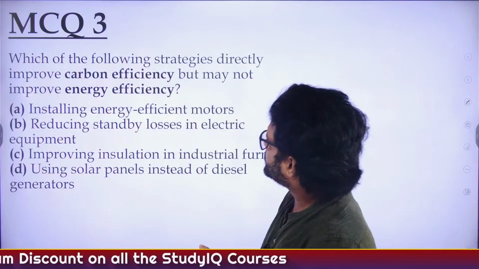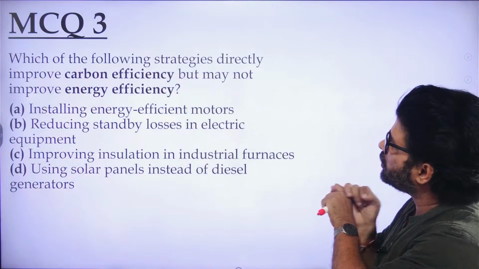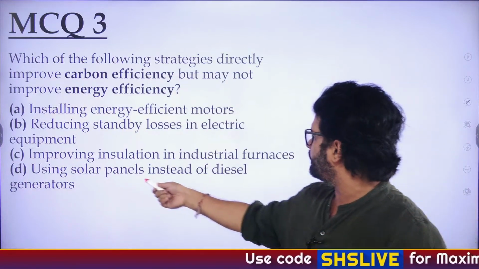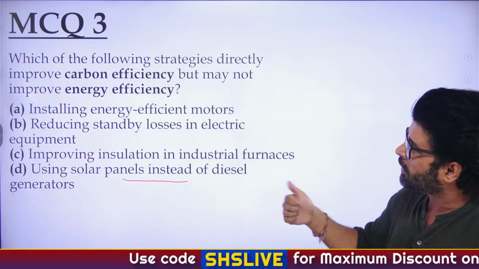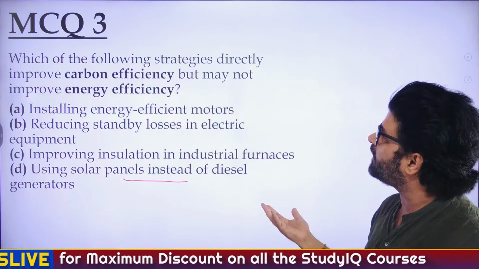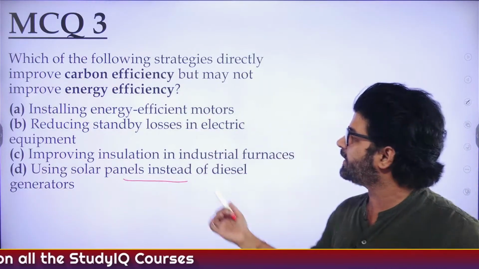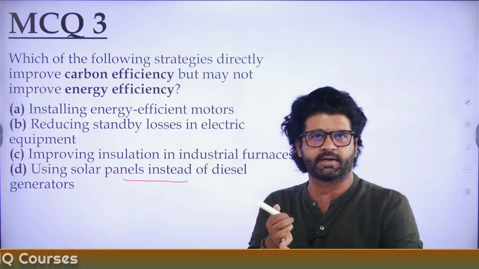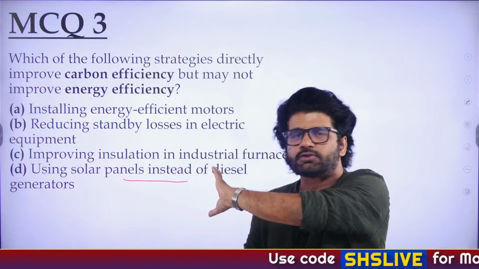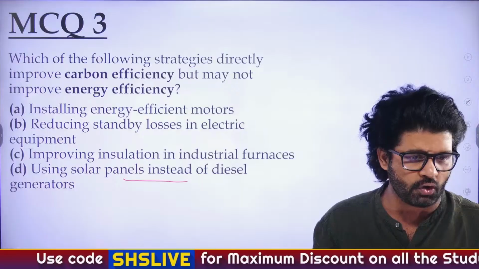Many people gave the answer: installing energy efficient motors. They are saying it will improve carbon efficiency but not energy efficiency. The answer is using solar power panels instead of diesel generator. So solar panels will improve your carbon efficiency, but it will not improve energy efficiency. Energy used to produce 1 unit of output will be higher in solar panels as compared to a diesel generator. A diesel generator will produce more electricity for the same energy unit, but solar panels will be more environment friendly. So you have to understand that.